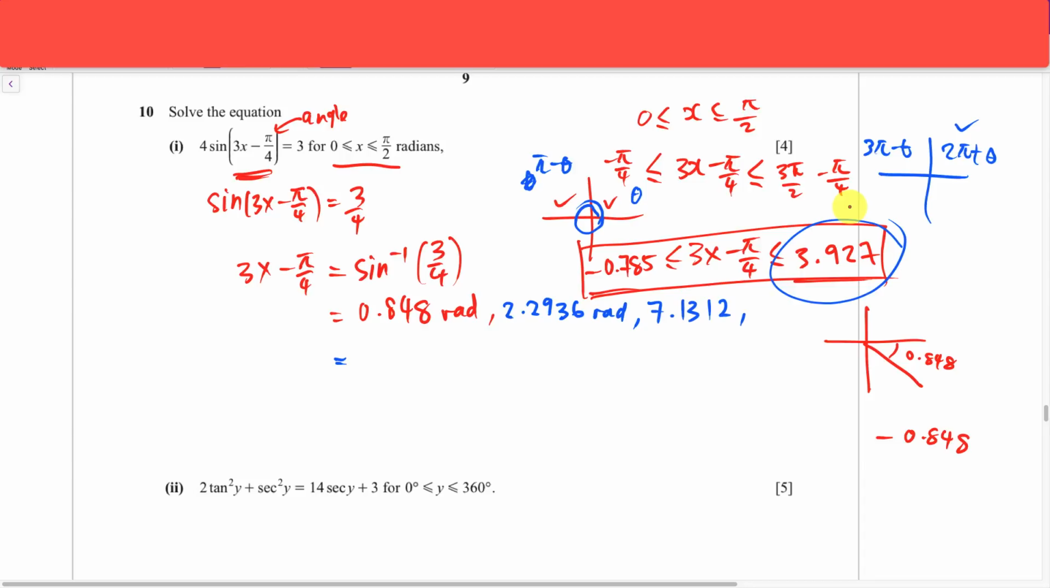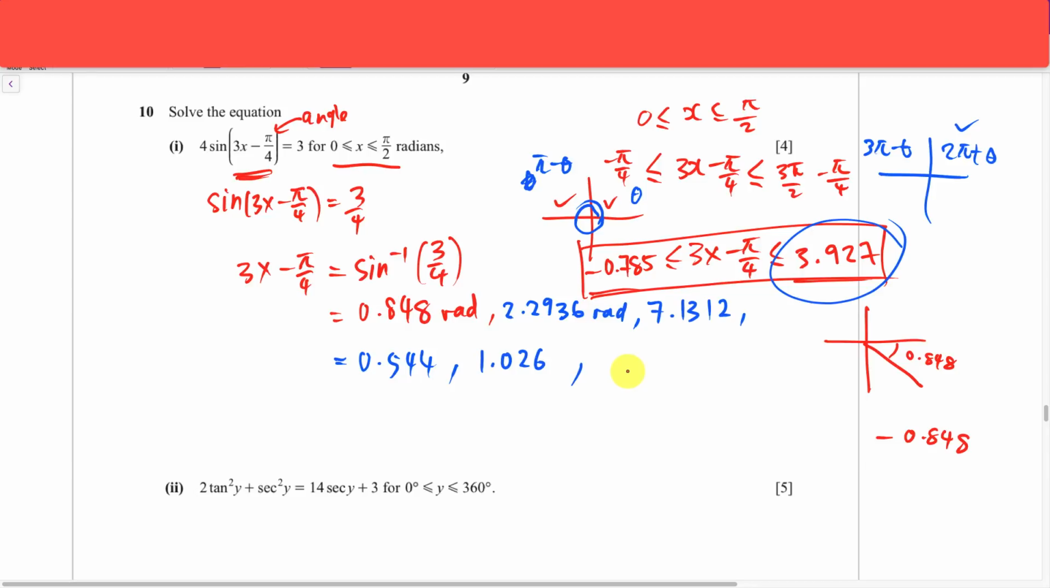Alright, so now all the angles here, I will plus pi over 4 and then divide by 3. So 0.848 plus pi over 4, press equal and then divide by 3. The first answer should be 0.544. If you want 4 decimals, you add just one more 5, but I think 3 decimals should be enough. Okay, the next one is 2.2936 plus pi over 4 and then divide by 3. So it should be 1.026. It's always in radians.